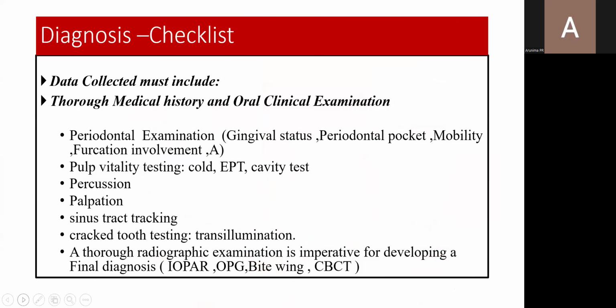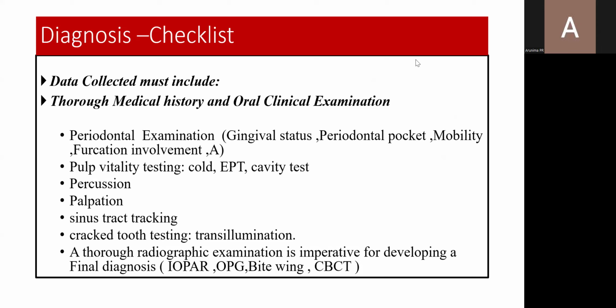So, coming to the diagnosis of endo-perio lesions. This diagnosis is always a dilemma for both the endodontist and the periodontist. Make sure that before you diagnose, you have a checklist, that the data is collected well, and that you have a thorough medical history and an oral clinical examination. When it comes to periodontal examination, you have to examine the gingival color, consistency, contour, stippling, bleeding status, pus expression or exudate, periodontal pocket, mobility, furcation involvement, etc.